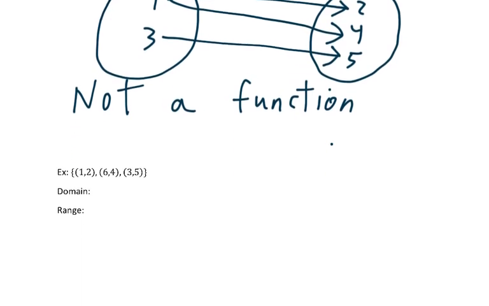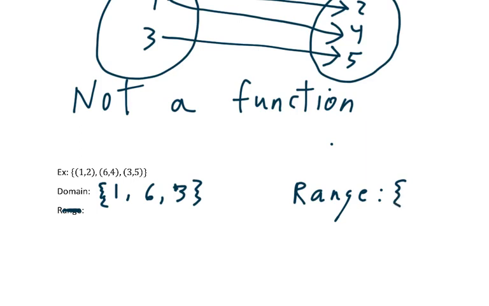Let's do this example. So here, as above, I'll put the range over here on the right side. But here, the domain, so we have 1, that's a first component. We have 6, and we have, not 4, we have 3. So that's what our domain would be. Our range, what is that going to be? Well, we have 2, that's a second component. We have 4, and we have 5.